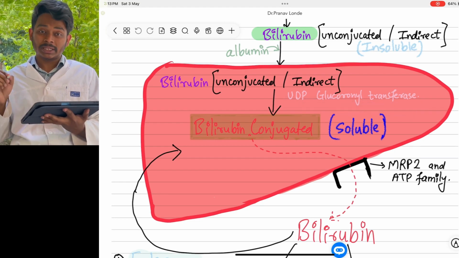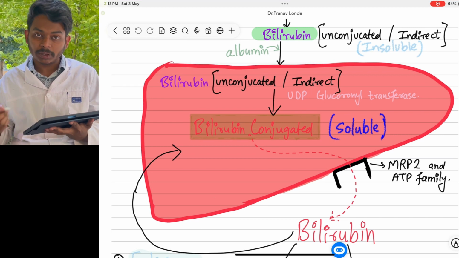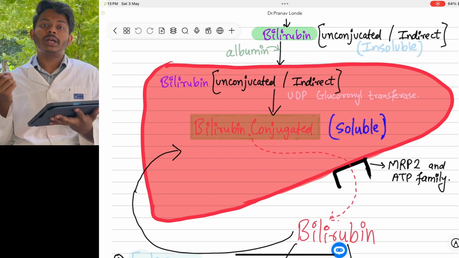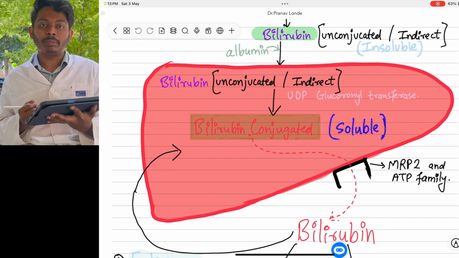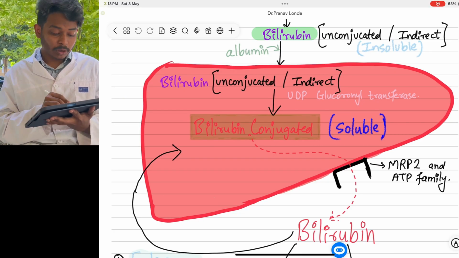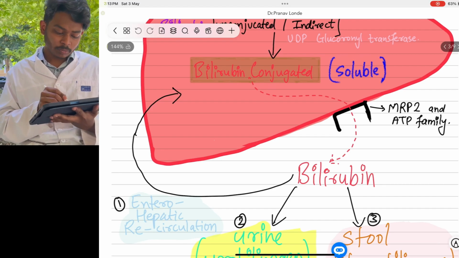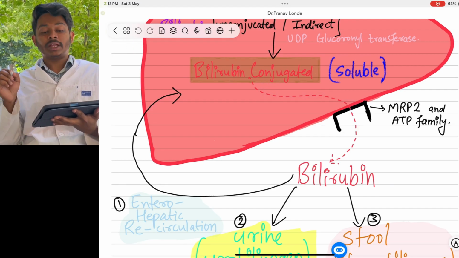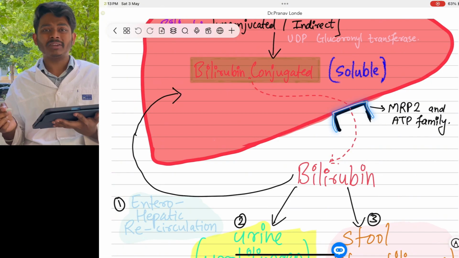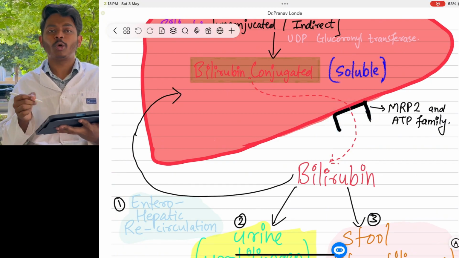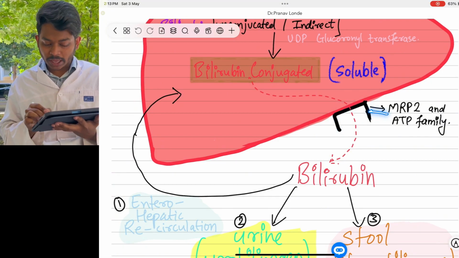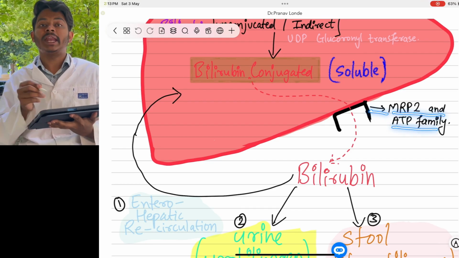What this enzyme does, it converts the bilirubin, which is indirect, unconjugated or insoluble, into conjugated bilirubin, which is soluble. So the body can use this soluble bilirubin. Now this bilirubin comes out of the liver with the help of a gate. We can call it a gate or simply an opener. This opener is called MRP2, an ATP family transporter, the name of this gate.